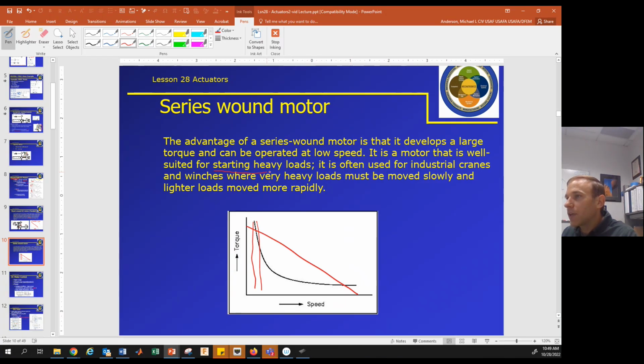So for starting heavy loads, think about a winch or a crane that needs to lift something and needs to operate pretty slowly but have high torque. So those are some different applications.